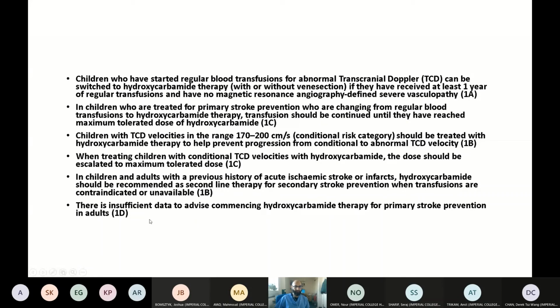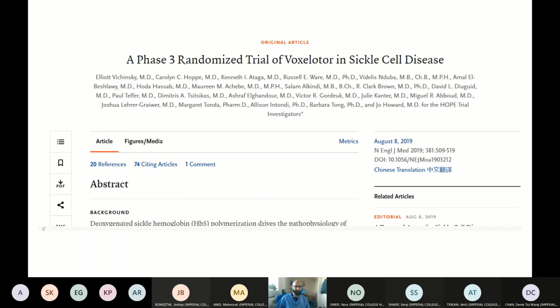I won't go through all of the other recommendations in the guideline, but other clinical chronic disease manifestations, including priapism and nephropathy, may all benefit from hydroxycarbamide. The one area where there's less data on its benefit is in pulmonary hypertension. Okay, so we're just going to talk about some of the other therapies.